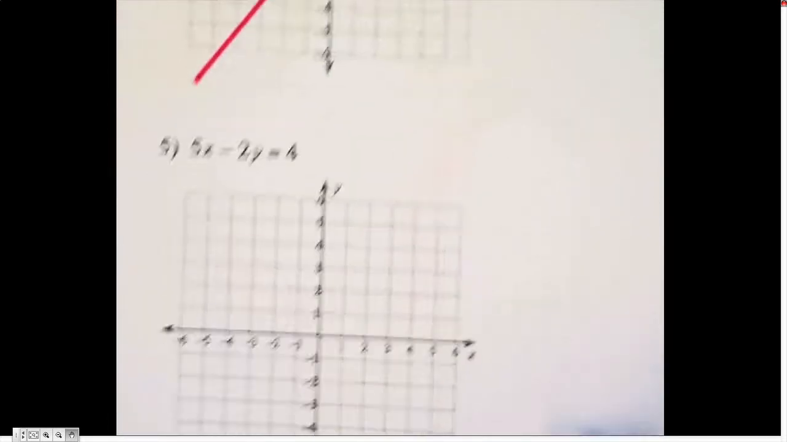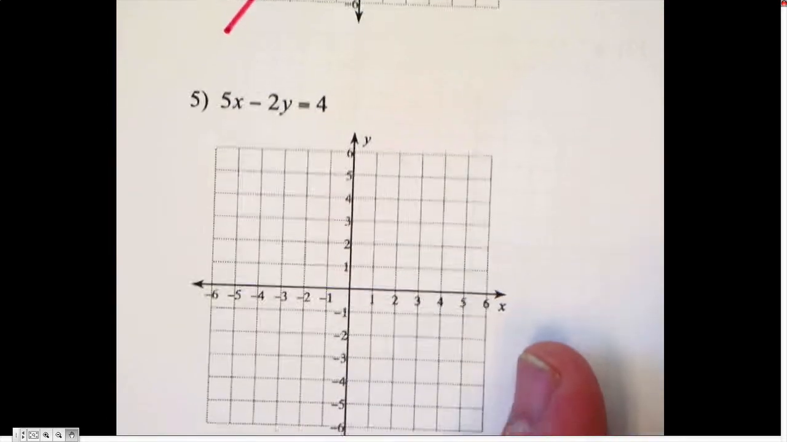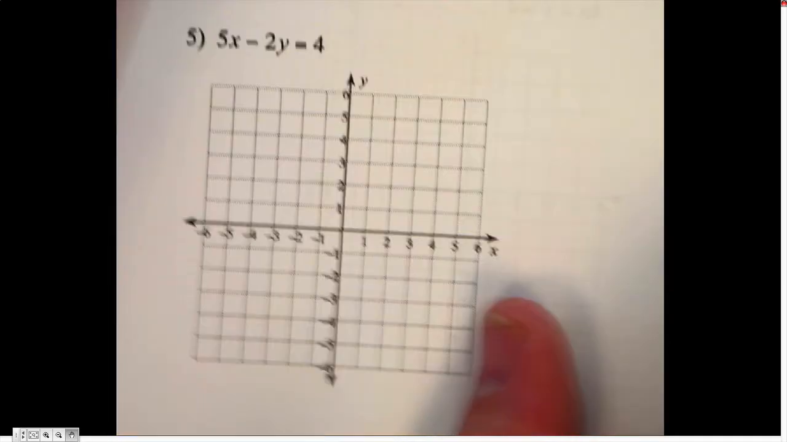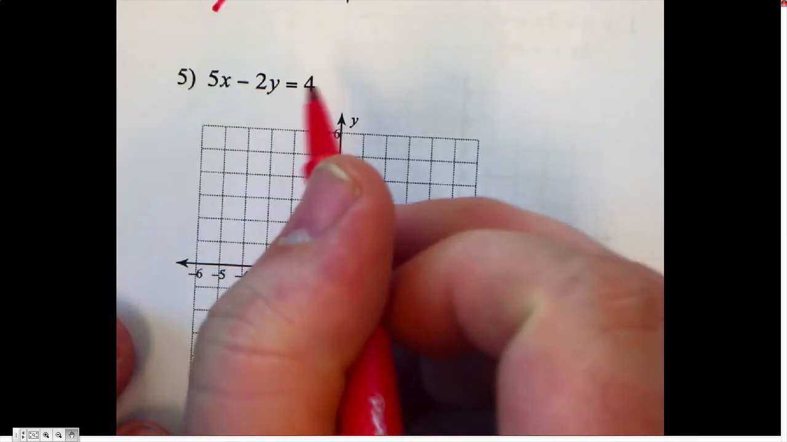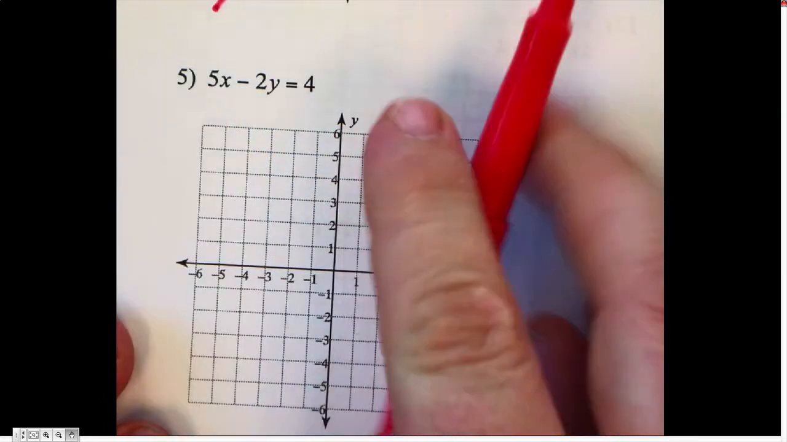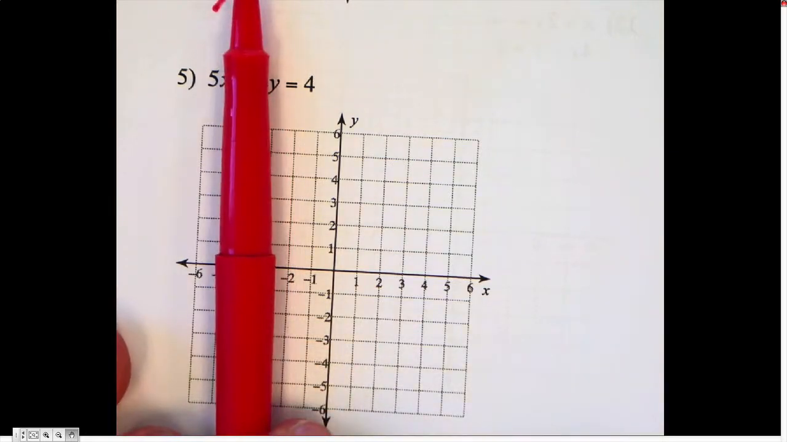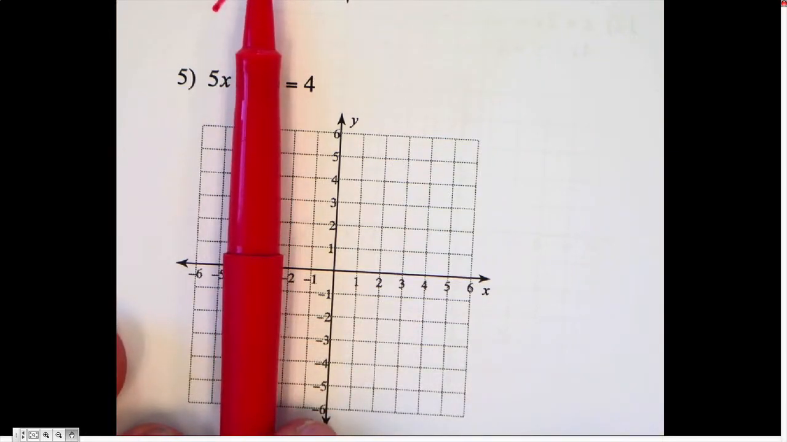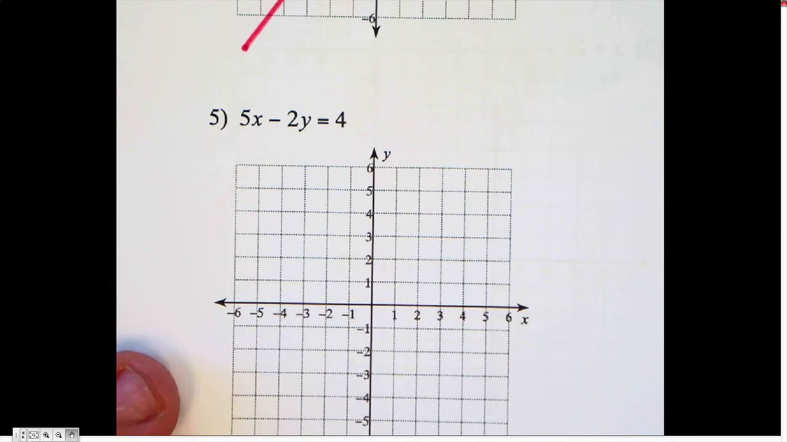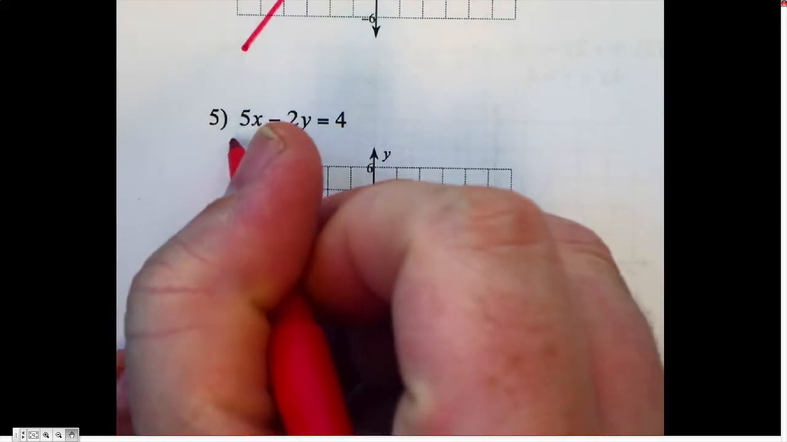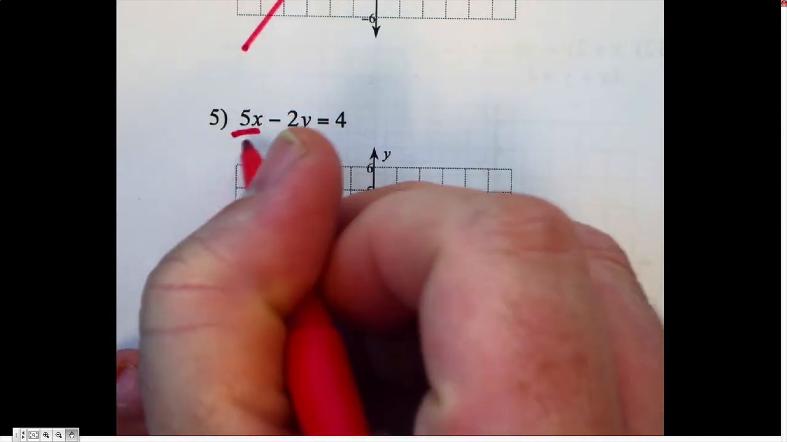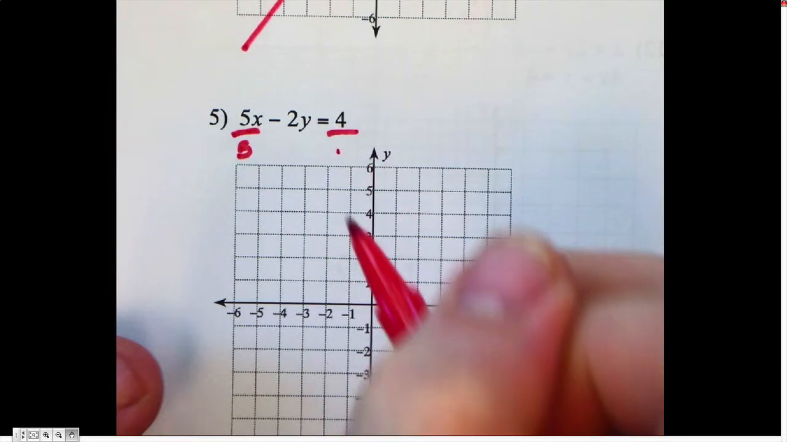Number 5. In number 5, we have something slightly different. If we cover up the y, we have 5x equals 4. Okay, 5x equals 4. Well, we're going to divide by 5 and divide by 5.